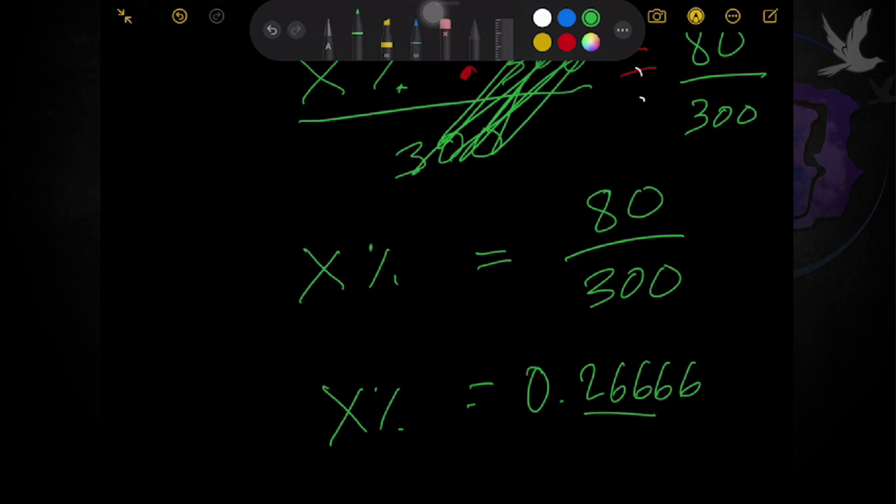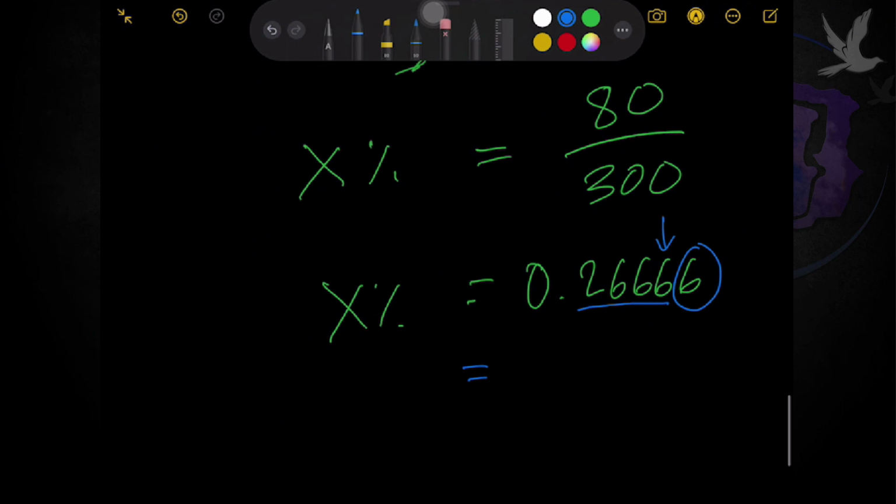Since it's 6666, just take 4 digits, since it's continuous, and then round off the last. Just take 4 and as much as possible, round this off right away. So since this is 6, our rounded off value should be 0.2667. If you forgot how to round off, you can search for my video on YouTube under grade 4, first quarter. It's in my albums.